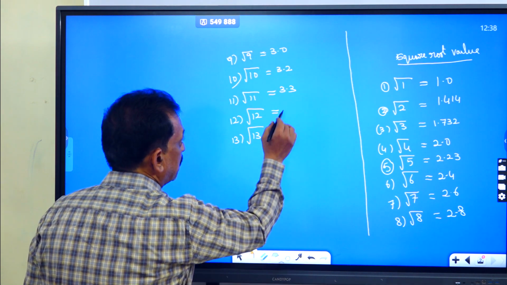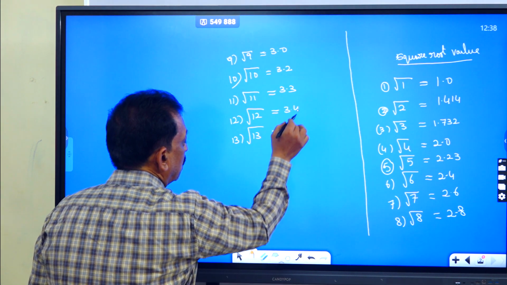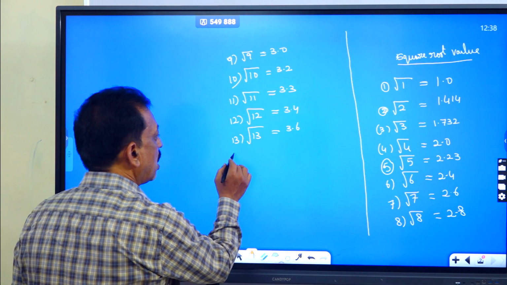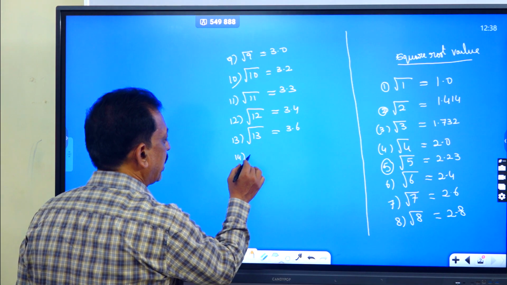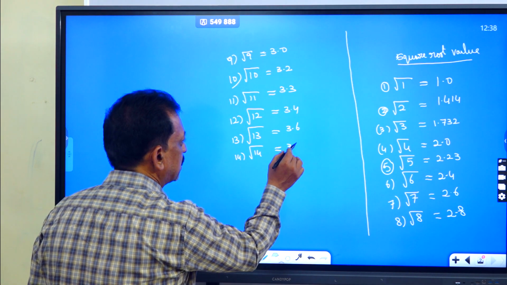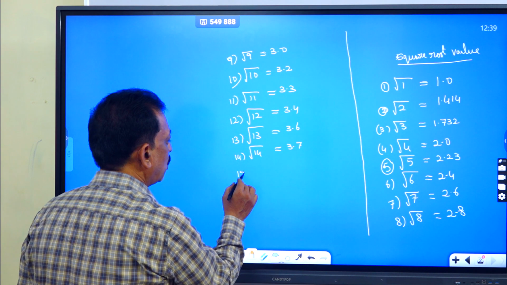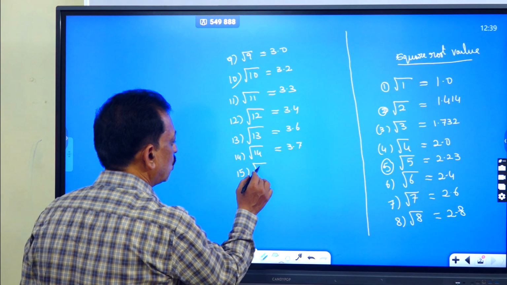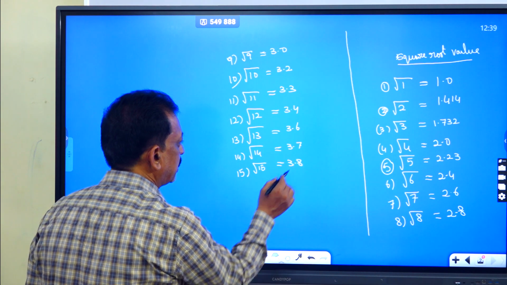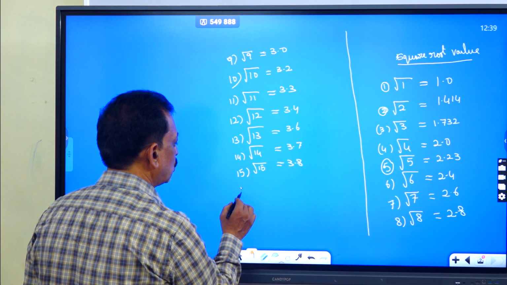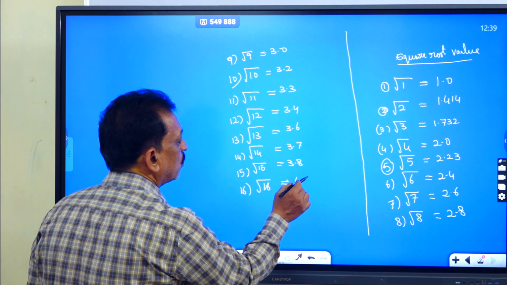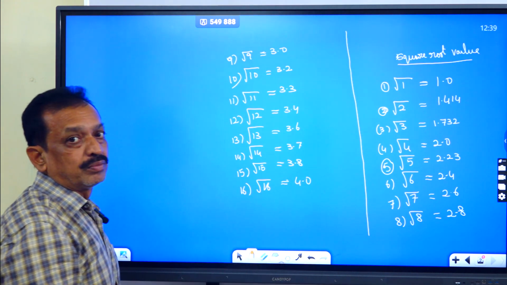Root 12 is equal to how much? 3.4. So root 13 is equal to 3.6, and root 14 is equal to 3.7, and root 15 is equal to 3.8. And next, root 16 is equal to how much? 4.0. Okay.